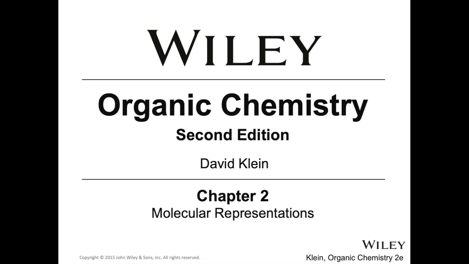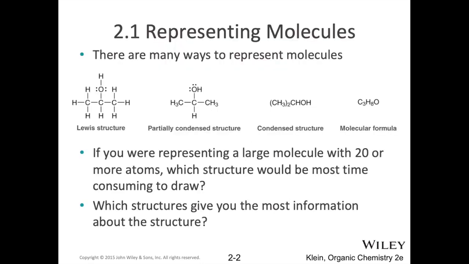We also have to look at ways to conveniently express these molecules so that we don't have to spend ages drawing every single bond in a Lewis structure. So in this chapter, we're going to look at how we do that. How do we represent the molecules that we want to describe in organic chemistry?